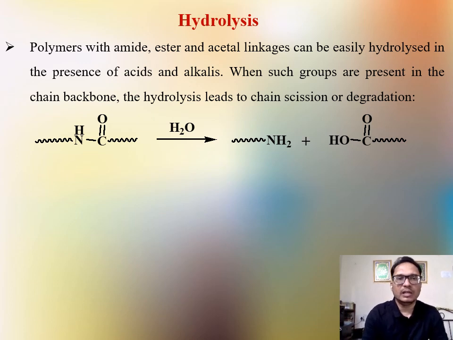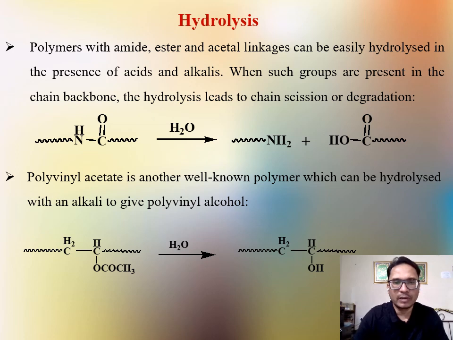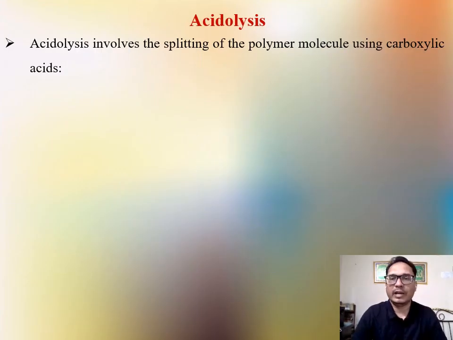For example, this amide group, when it is hydrolyzed, it breaks into an amino group and the carboxylic group, which will lead to the breaking of the chain. Similarly, polyvinyl acetate is another well-known polymer which can be hydrolyzed with an alkali to give polyvinyl alcohol. Like polyvinyl acetate, when it undergoes base hydrolysis, it can be converted into polyvinyl alcohol, which is again a new type of polymer.